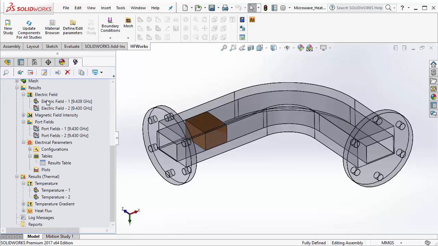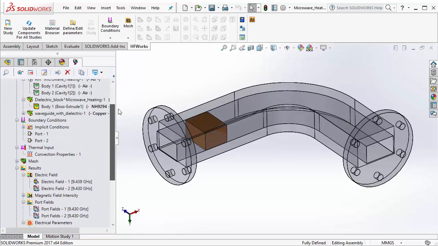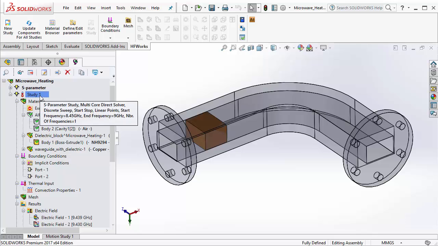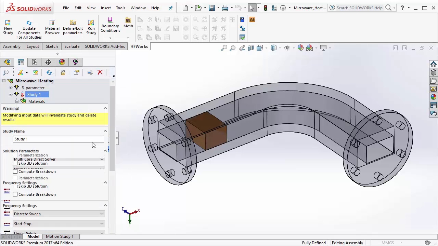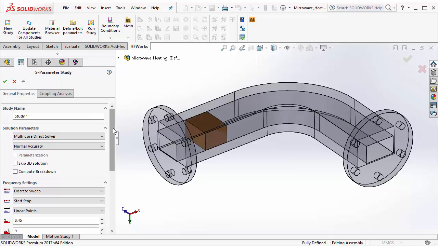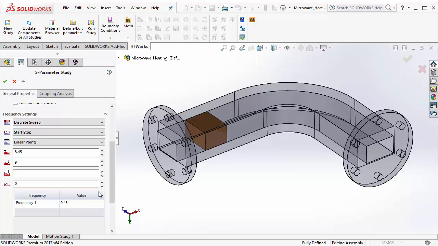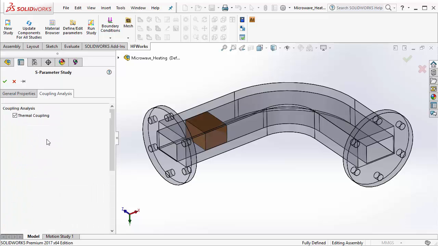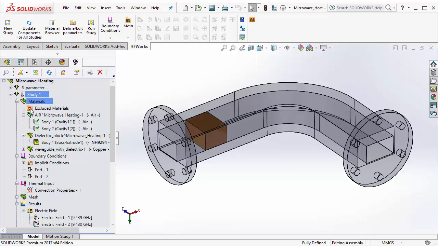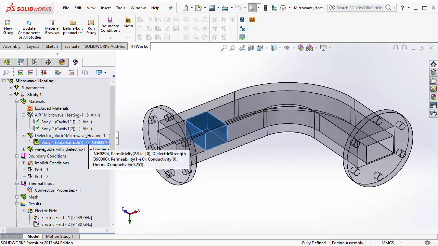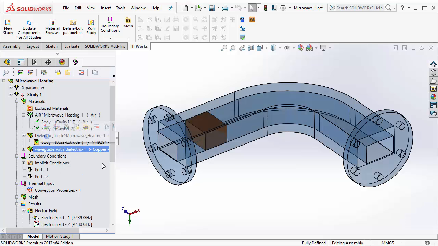So we will actually do a simulation at 9.4 gigahertz, and this particular simulation is where we couple this to a thermal simulation. We're going to do this study at just one frequency, 9.43 gigahertz, and you're going to couple that to a thermal simulation. The materials are defined as before. The only thing to note is this dielectric block has a particular material and a particular thermal conductivity associated with it. The waveguide is made of copper, and everything else is air.